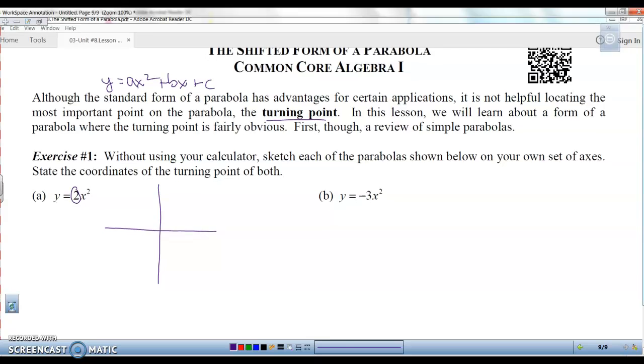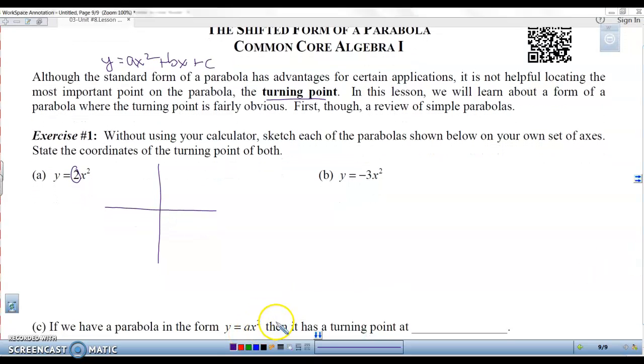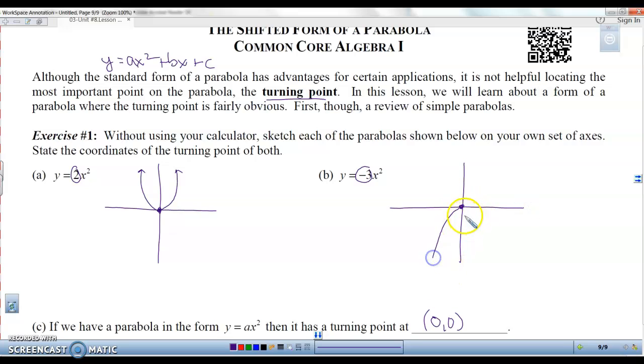All right, so if I have y equals 2x squared, and we have ax squared, the turning point has got to be at 0, 0. So if my turning point's at 0, 0, this is going to point up like this. Now, if we have y equals negative 3x squared, negative 3 means that the parabola is going to point down. It's still going to have a vertex at 0, 0, but it's going to point down like this because the a value, the leading coefficient, is negative. So when you have just y equals ax squared with nothing after it, the vertex is always going to be at 0, 0 for both of these.